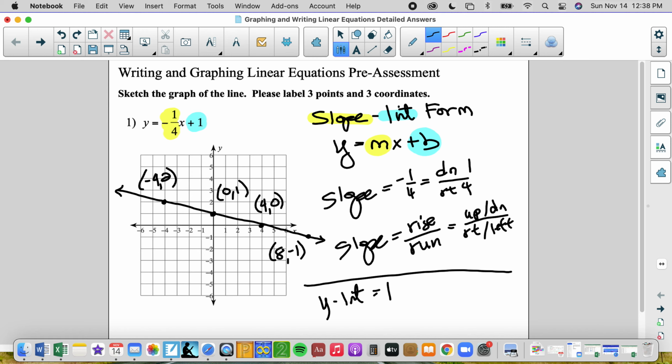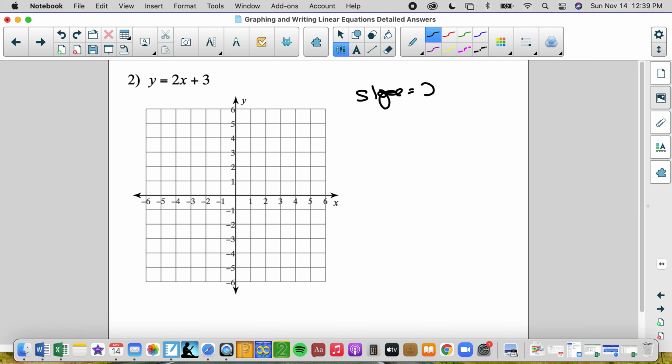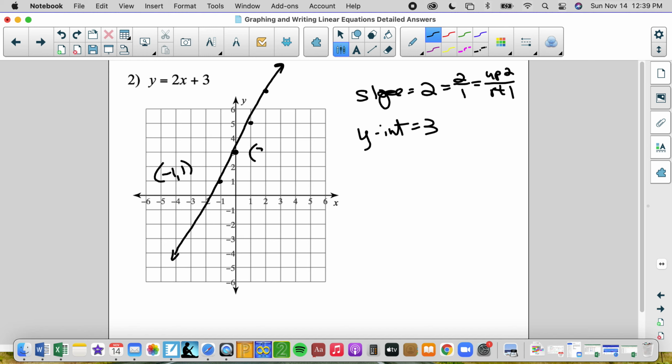Next one, our slope is going to be 2, and our y-intercept is going to be 3. A slope of 2 is 2 over 1, that's up 2, right 1. So we plot our y-intercept. We go up 2, right 1, up 2, right 1, or down 2, left 1. Notice I will continue to give multiple points, more than 3 points.